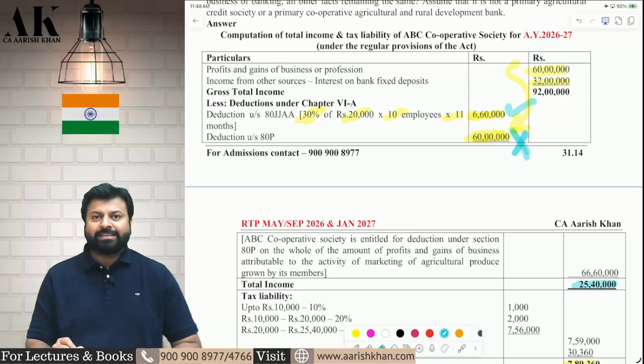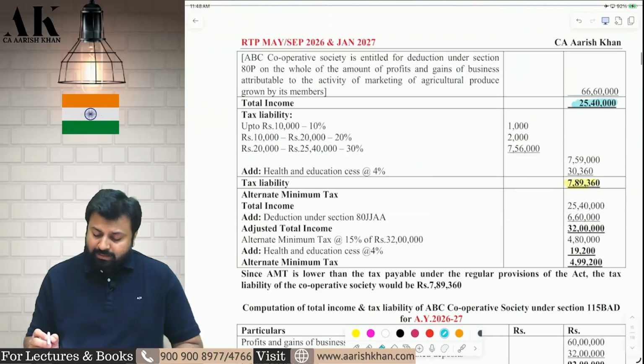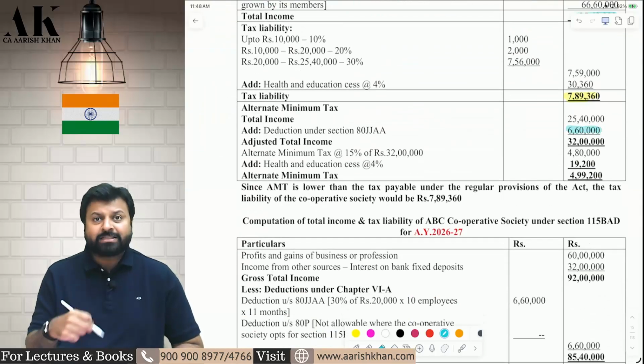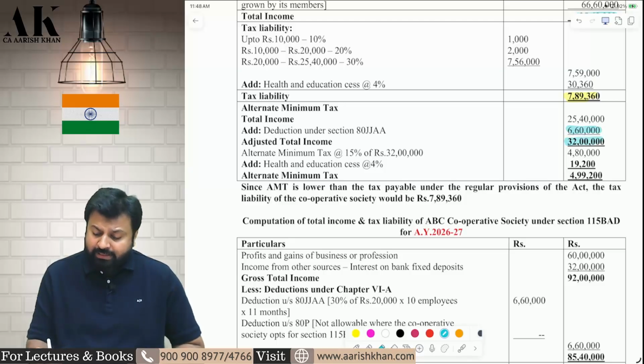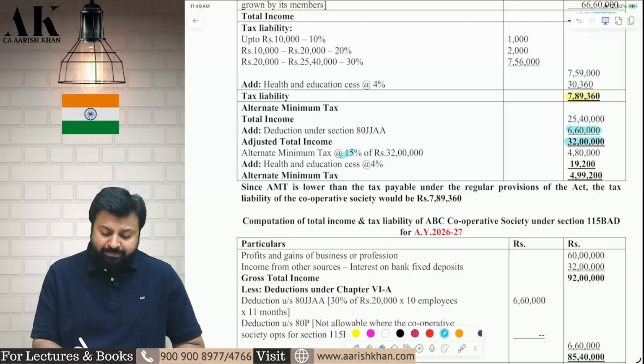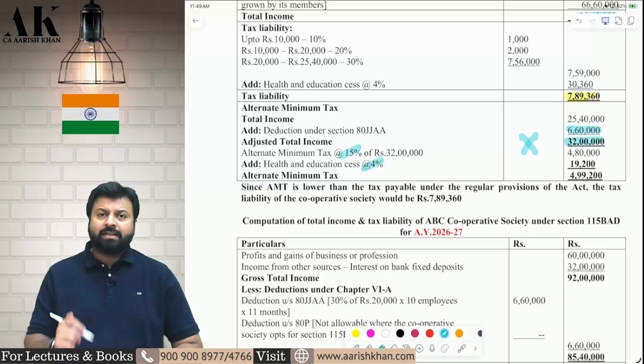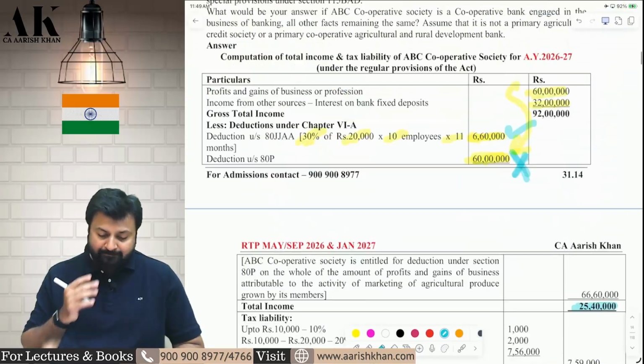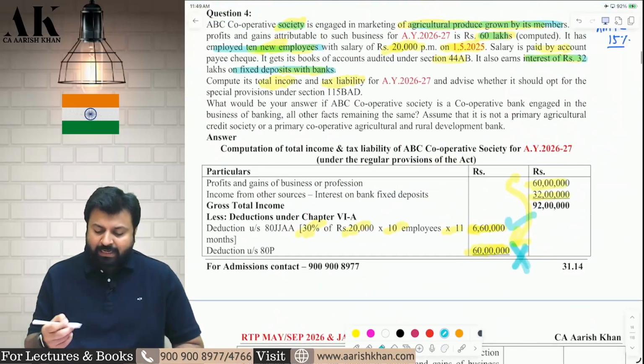Yes, you will add back this 6,60,000 while computing AMT. So while computing AMT, add back 6,60,000. Don't add 60 lakhs. You will get your adjusted total income. On that, apply 15% tax, 4% cess, and no surcharge because the adjusted total income is less than 1 crore. This is your first part. Second part, then check whichever is higher. Whichever is higher, that will be your tax.